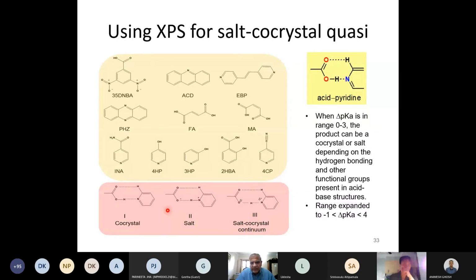So the idea is, if you have an acidic and a basic group, it can be a neutral co-crystal as on the left, it can be an ionic salt as in the middle, or a quasi-state as shown on the right-hand side. So these are just some model examples of acidic and basic functional groups, and you see that they will give a delta pK in the range of about 0 to 3 or -1 to 4, and that was the starting point of our study. It's not a very large study, but it's an ongoing study, and so hopefully we will get more data, and with more data we will be able to refine this XPS method more precisely in terms of what range is likely to give a neutral or a salt or a continuum state.